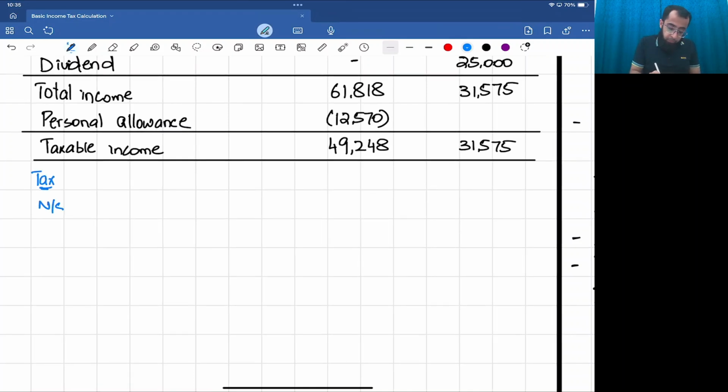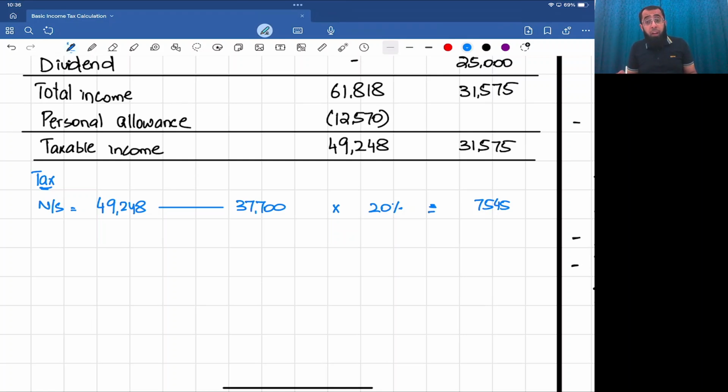Non-saving income, 49248. First 37,700, always taxed at 20%. So it's 7545. And then the remaining non-saving income will obviously go in the higher rate band.